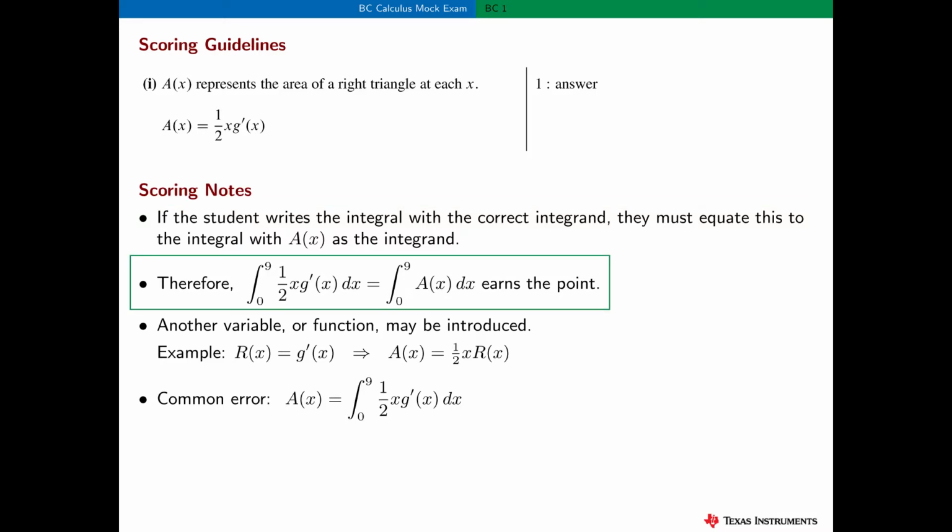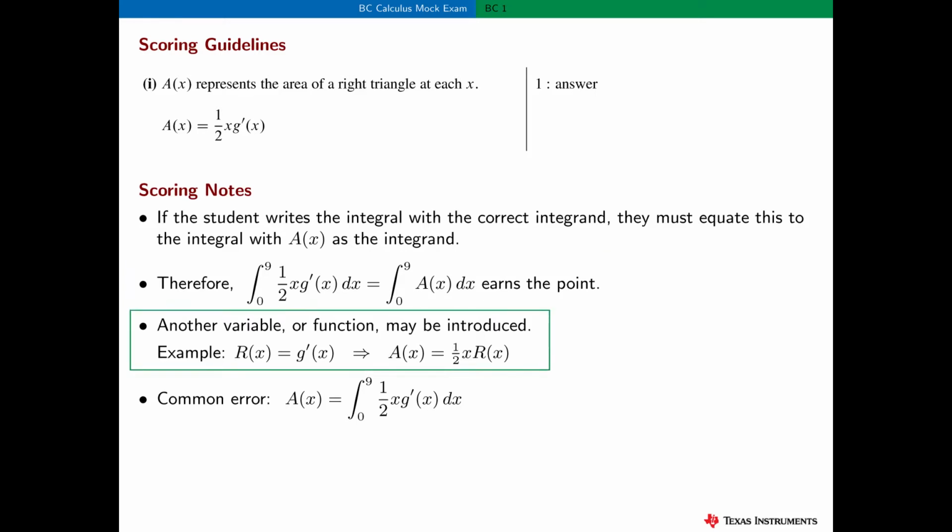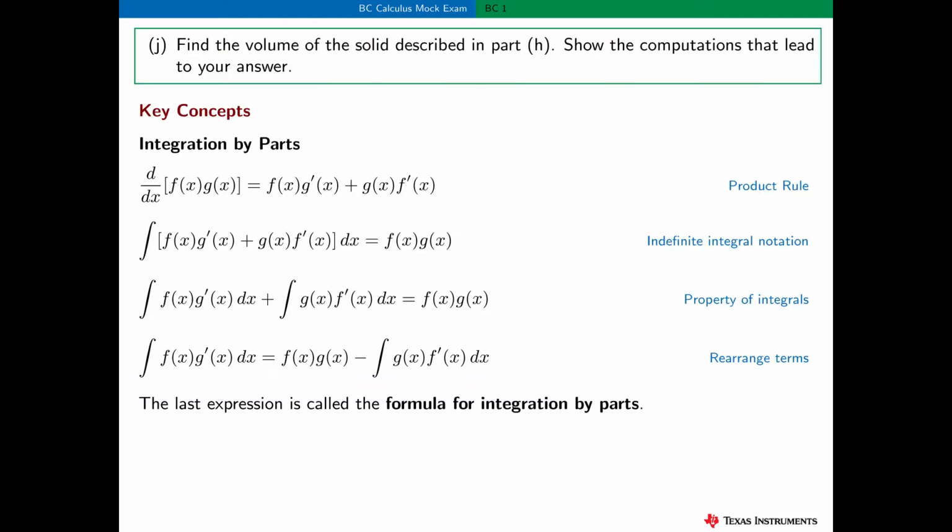So, a response like this earns the point. Now, the student may introduce another variable or function, and as long as definitions are clear, they can still earn the point. And here's an example. And this is a common error, equating A of x to the definite integral, and this does not earn the point.